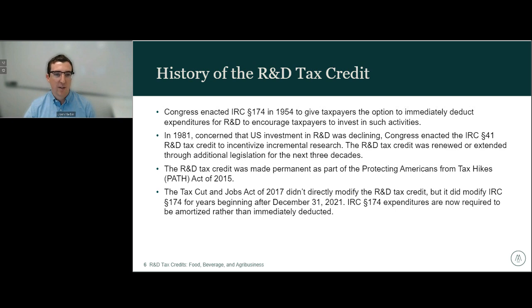More recently, while the Tax Cuts and Jobs Act of 2017 didn't directly change the R&D tax credit, it did modify Section 174 for years beginning after December 31st, 2021, such that the expenditures are required to be amortized rather than immediately deducted. And we'll get more into that a little bit later in the presentation.